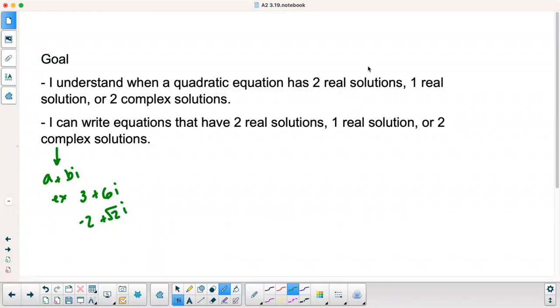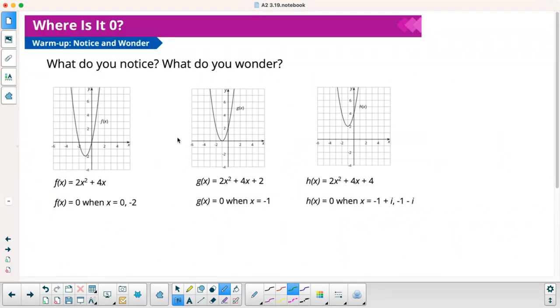Real solutions will show up as x-intercepts. So two real solutions means you have two x-intercepts, and one real solution means you have one x-intercept. If you have two complex solutions, that would mean we have 0 x-intercepts on the graph. Okay, so what do you notice? What do you wonder? Pause the video and try to come up with some stuff.